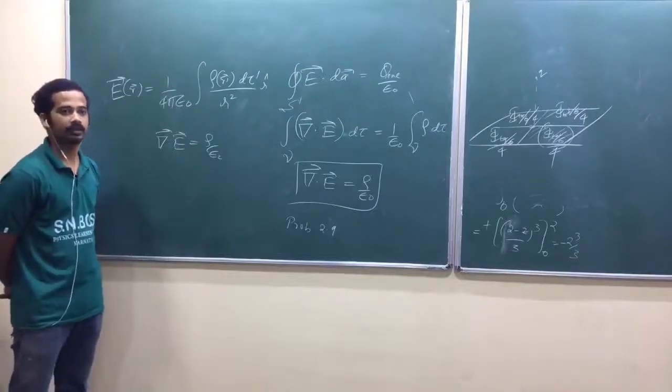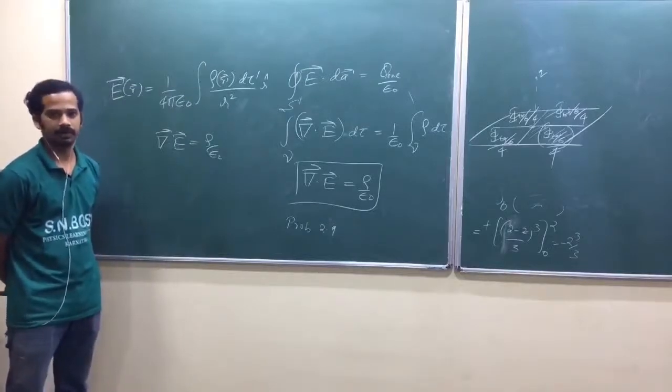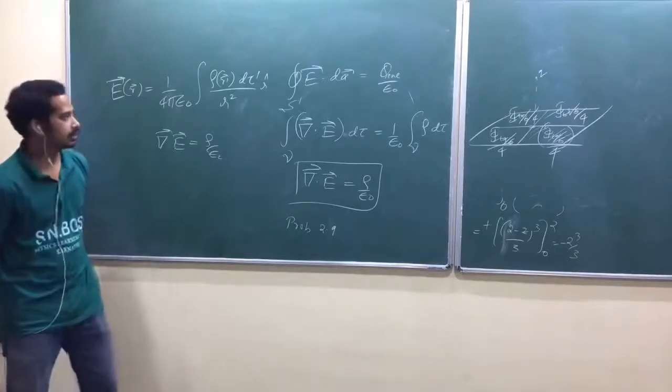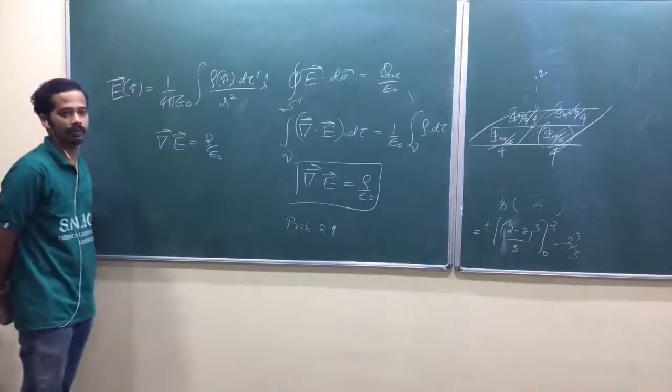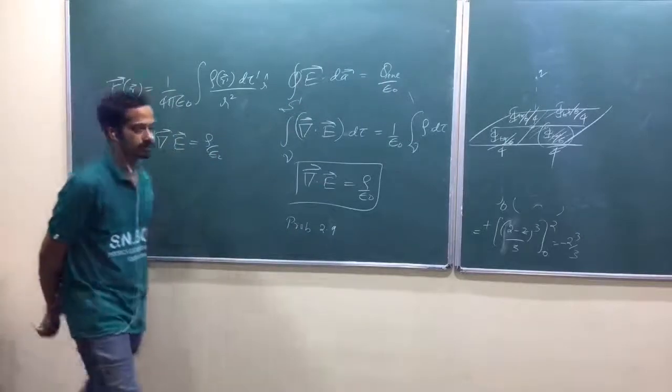Is that okay? Then I can draw the vector field. Isn't it? I can draw the vector field. If I start from here again, you can't. It may not be possible to draw the vector field. Okay? Yeah, we shall do it tomorrow.